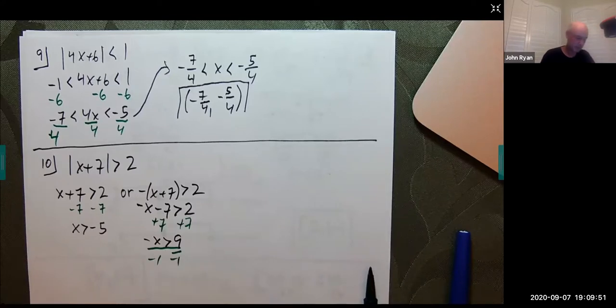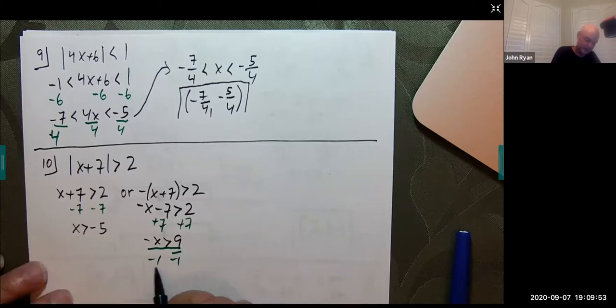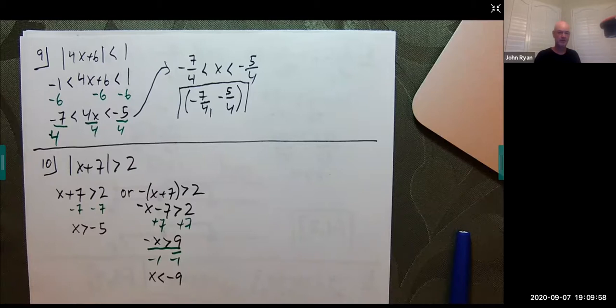Yep, made that a little too long there. Now notice I'm dividing by a negative, so x is now less than -9. And they want this answer as an interval as well. I'm going to draw the graph.